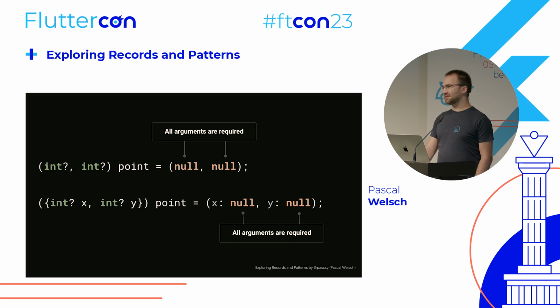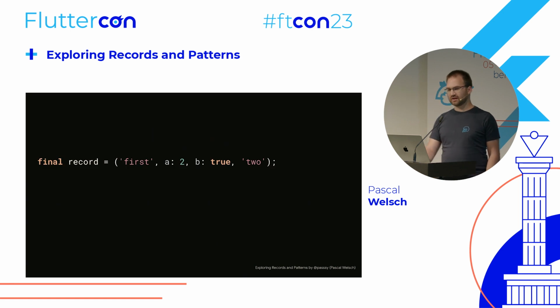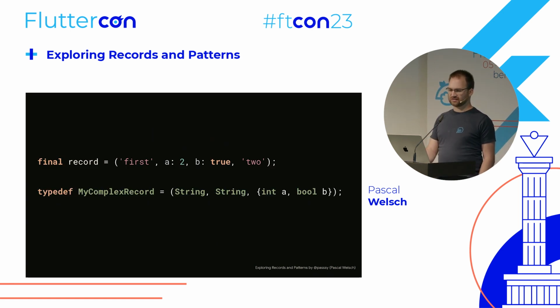And even if we have nullable values, either positional or as named arguments, we cannot skip those. We always have to give them a value. In this case, null. Let's look at this more complex one, and let's check the type.